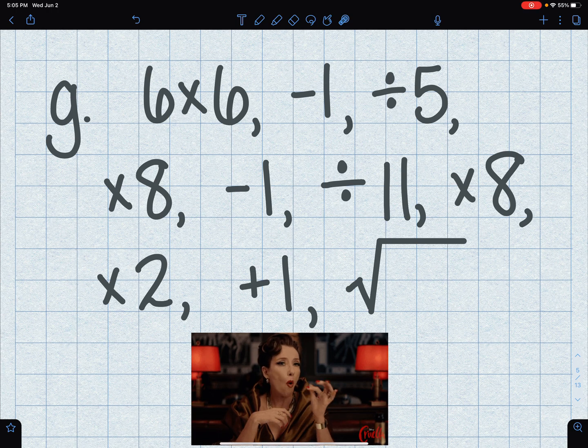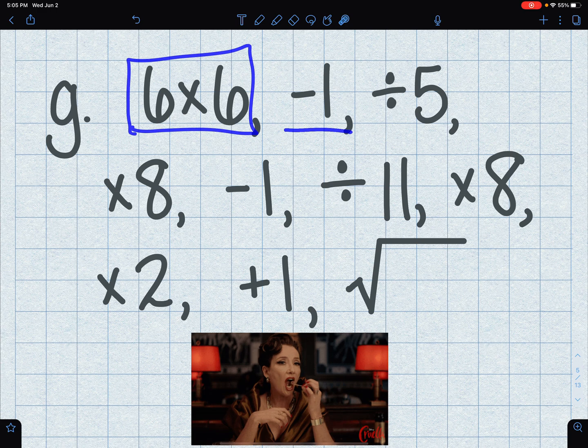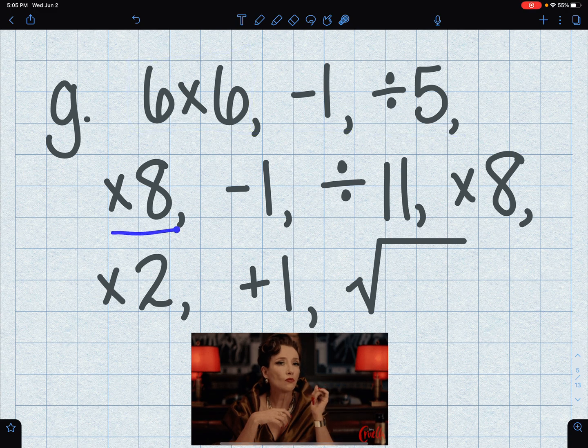You ready? We're going to start with the number 6 times 6. And then we're going to subtract 1. Divide by 5. Multiply by 8. Subtract 1. Divide by 11. Multiply by 8. Multiply by 2. Add 1. And then take the square root of that number.